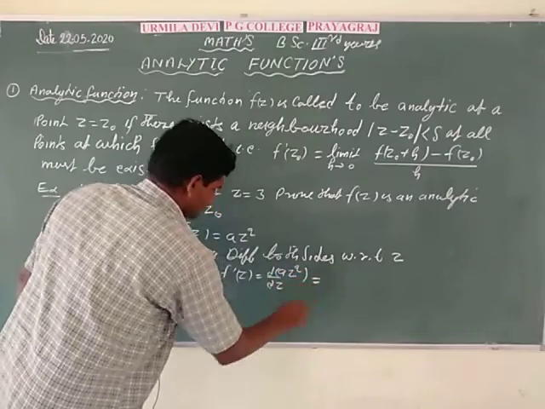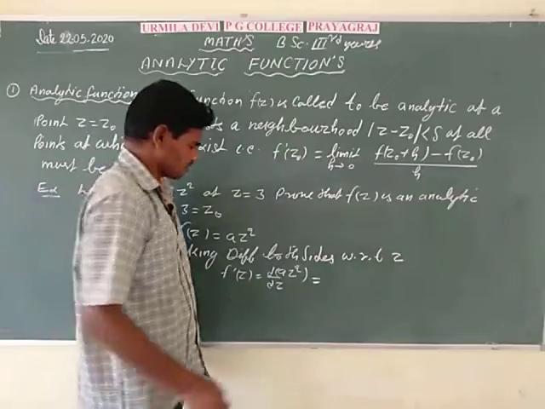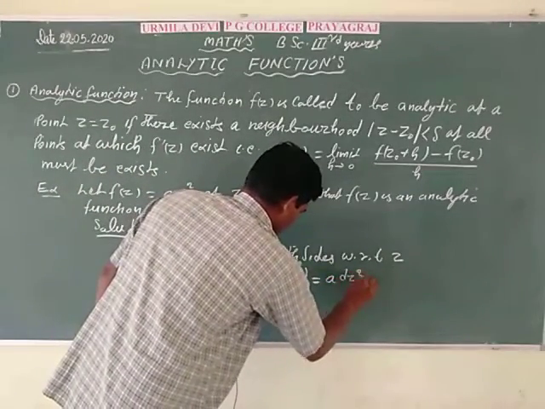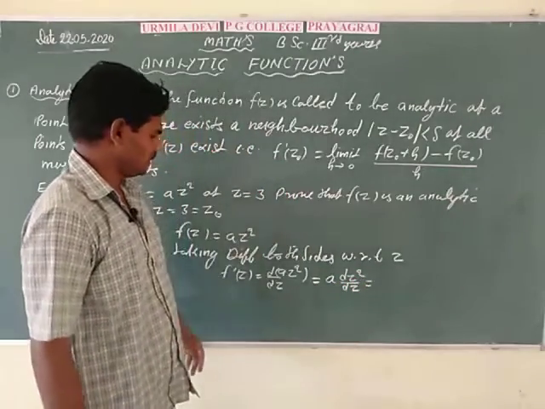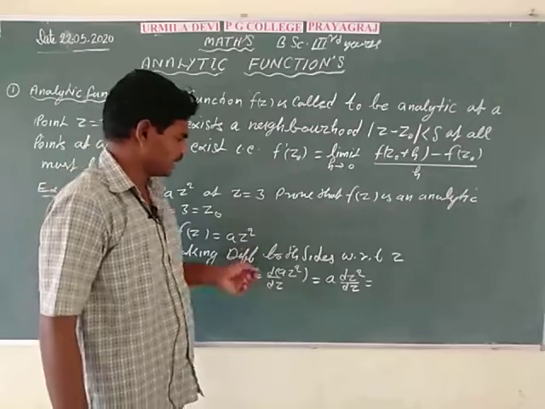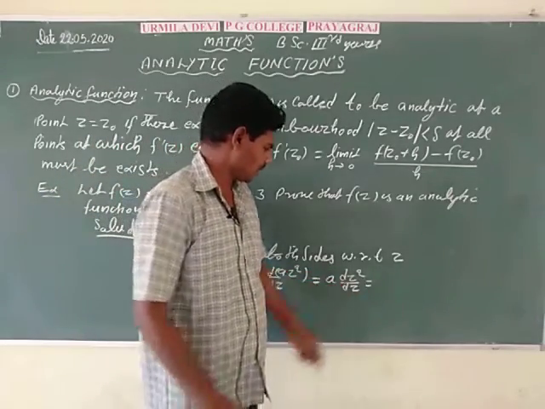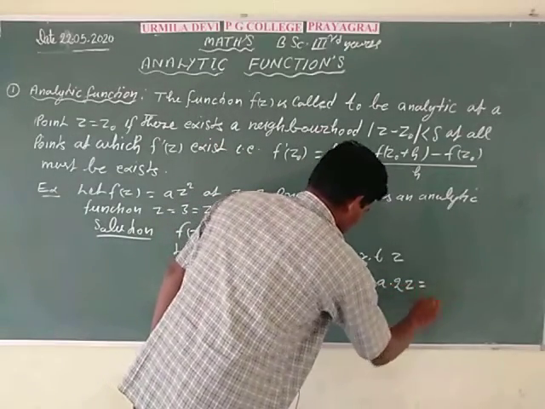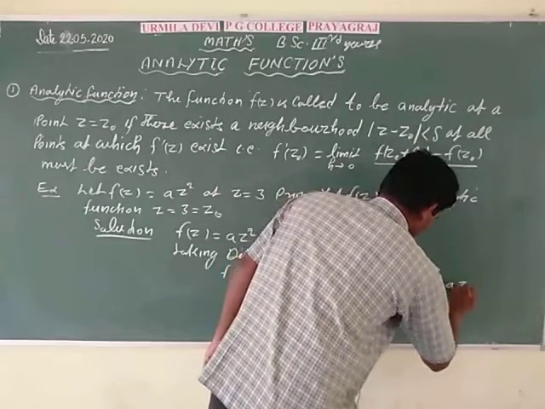Here in this function a is constant, therefore taken outside from the differentiation, so it is equal to a times d z square by dz. By the method of differentiation which you already read in inter classes, d z square by dz is equal to 2z, therefore write in the simple form 2 times a z.